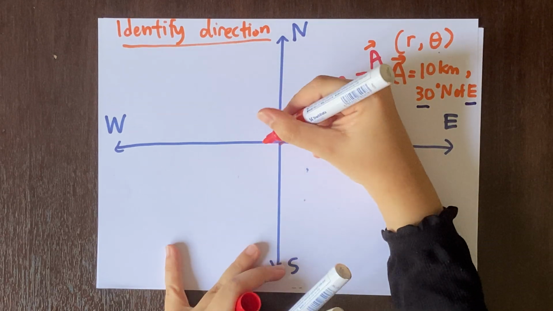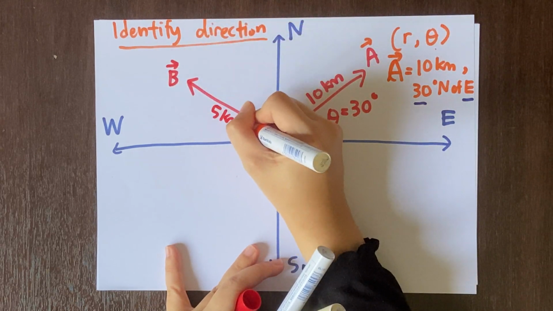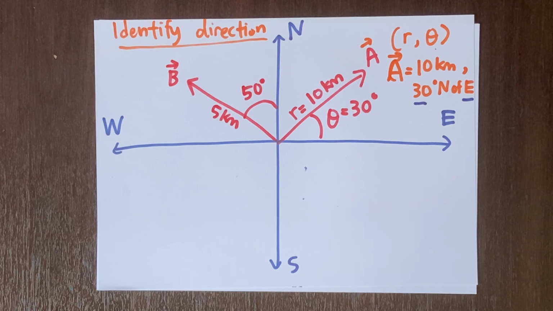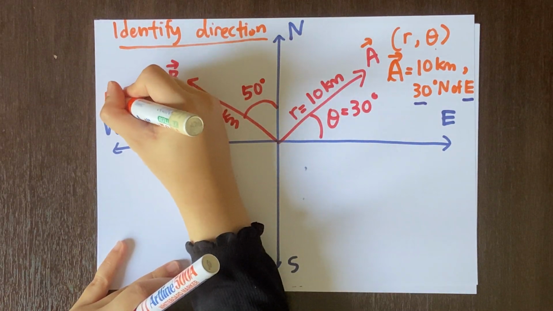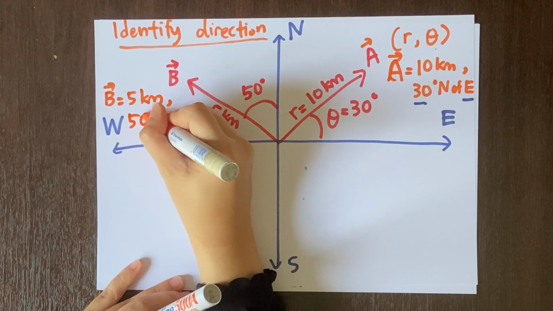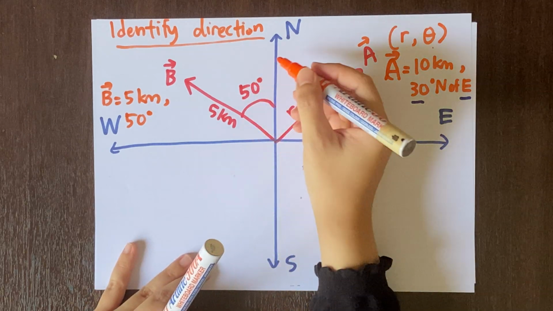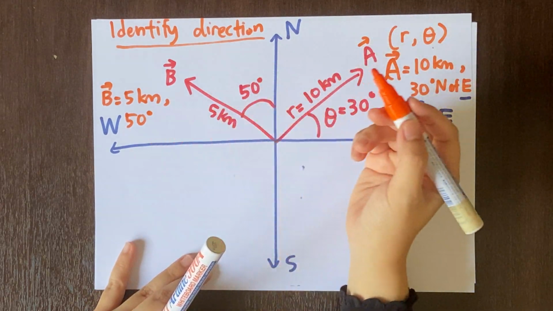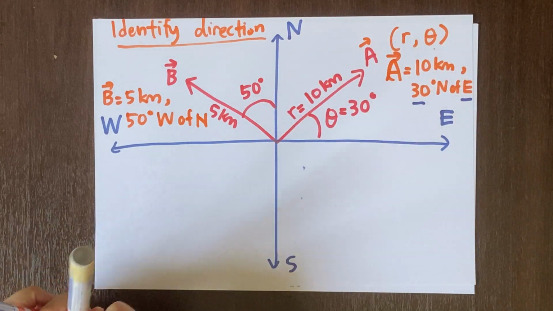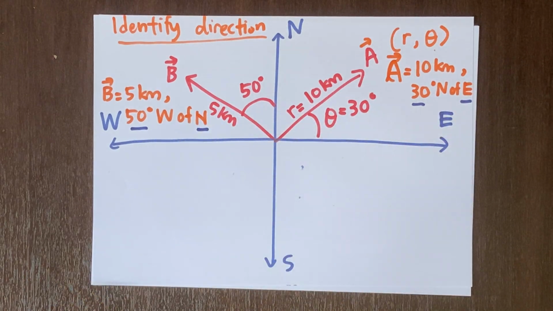For example, vector B with the length of 5 kilometer with an angle of 50 degree. How to pronounce vector B? So vector B is equal 5 kilometer, comma, 50 degree north of west or west of north. Very good. You're a very fast learner. So 50 degree west of north, because 50 degree at north, so you should pronounce it at the second place. Okay, west of north. I give you another example.